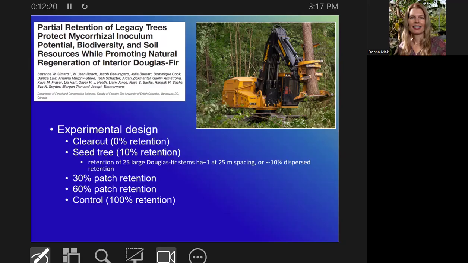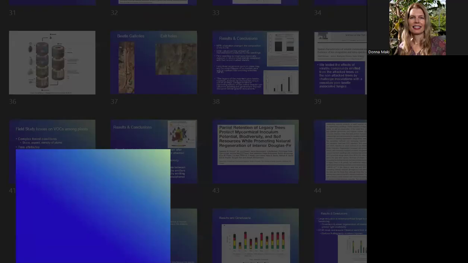And then they had the cutting take place, and then they waited 3 years for regeneration. So it's a long-term study, you have to have some patience. Then they went in and started collecting data on what has regenerated over those 3 years in these different stands. So let me go back. I'll go to this one.